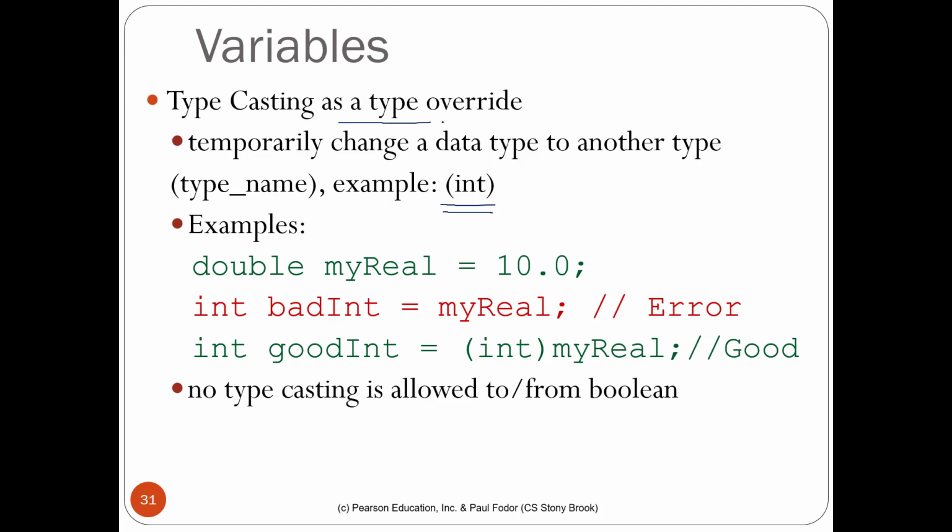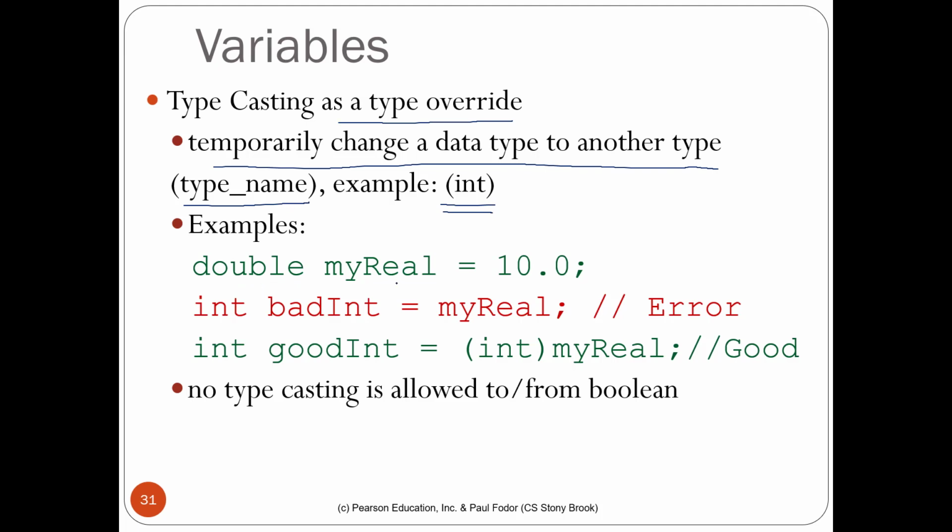All right, so let's take this example. What casting does, let me read that. Casting does a type override. What does it mean? It temporarily changes the data type to another type, temporarily, right? So how should you change the type? You need to put the new type in the parenthesis. All right, so let's take an example.